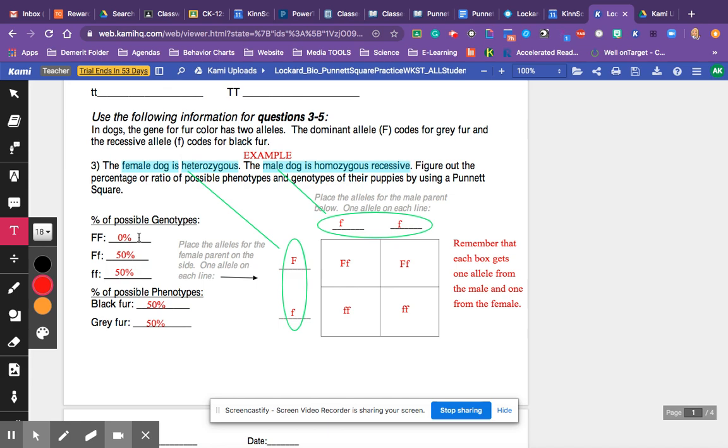Now we need to know the phenotypes. What are they going to look like? What color are those dogs going to be? So percentage of possible phenotypes. Black fur, okay, would be what? So you guys have to remember that black fur is recessive and gray fur is dominant. So if we go over here, how many have black fur? This one would have gray. This one would have gray. This one would be black because it has 2 recessive traits. This one would also be black, 2 recessive traits. So we have 2 out of 4 that are black, which would be 50%. The gray fur, okay, we have a dominant here and we have a dominant here, and that's it. So 2 out of 4 again, 50%.